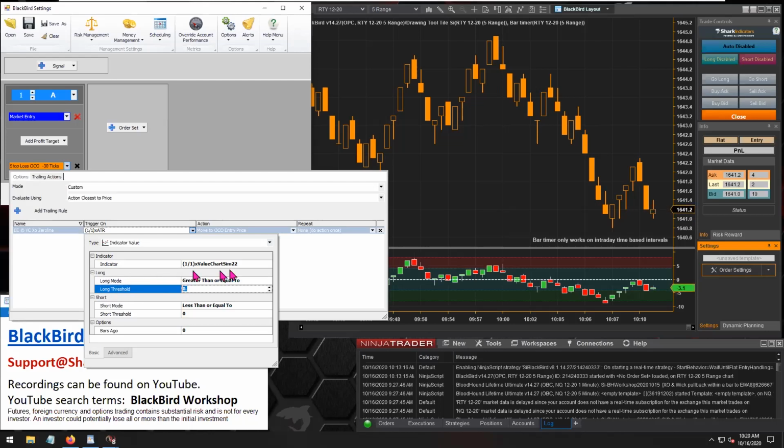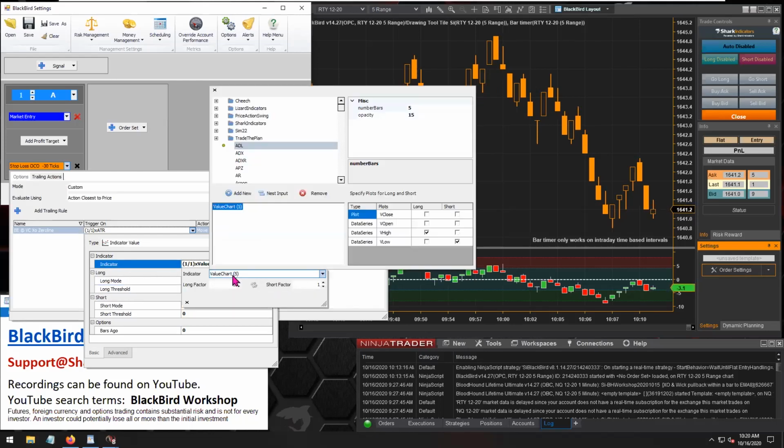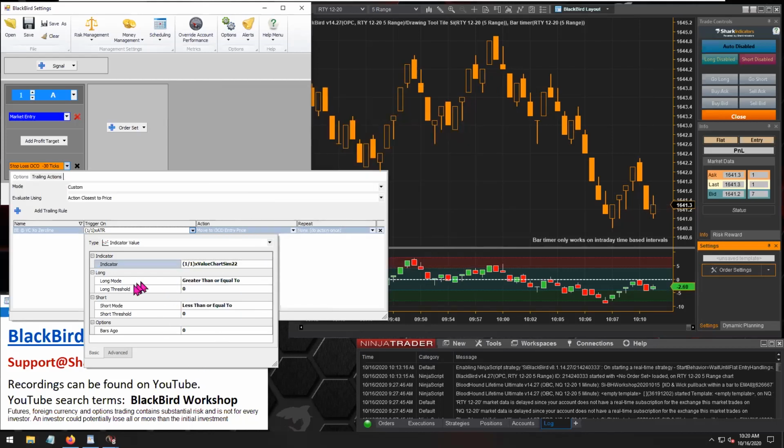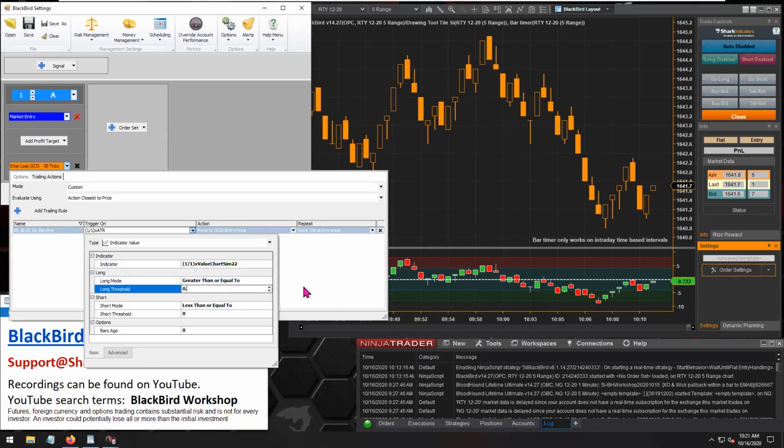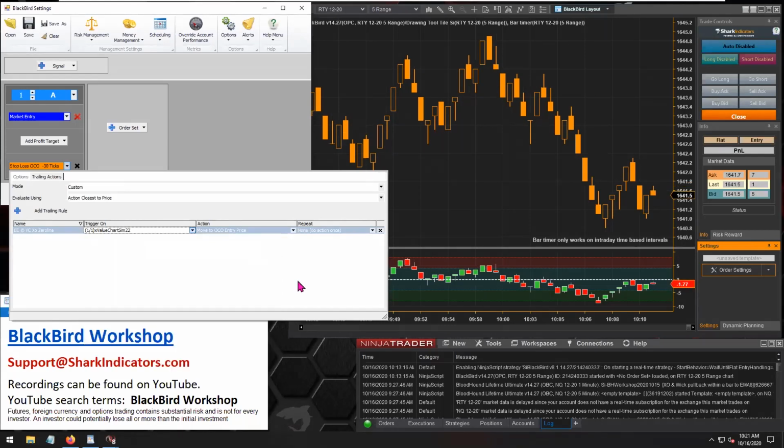So keep in mind here, let's open up the indicator again. For a long trade, we're using the high value of this indicator. So for a long trade, if the high value is greater than or equal to 0, that will be the trigger mechanism there. And that's it. It's basically that simple. So that's our trigger requirement.